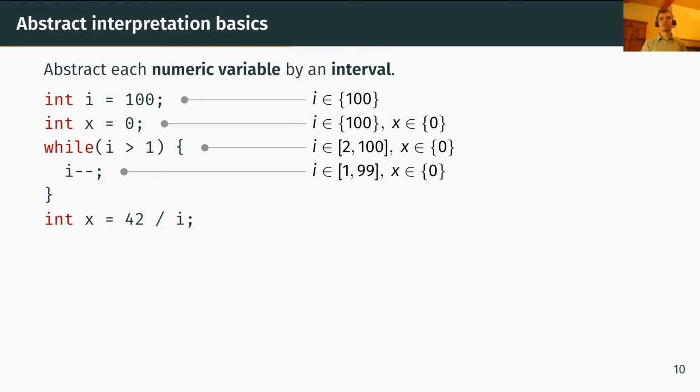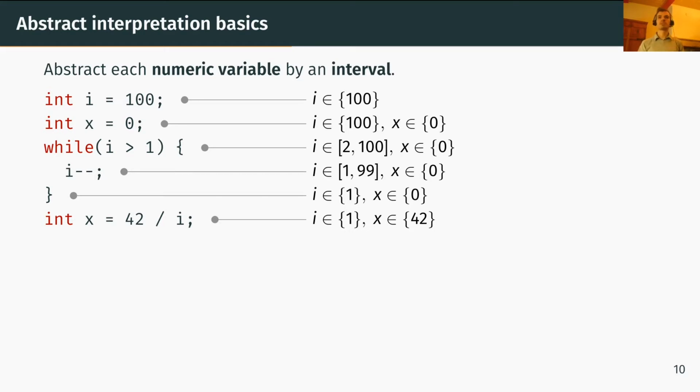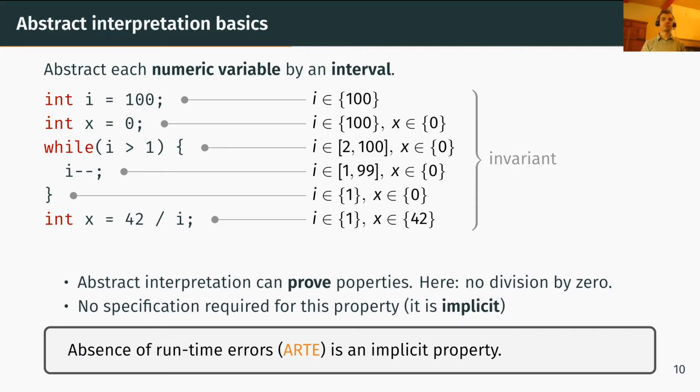And we deduce from that that after the loop, necessarily i is 1 and x is 0, and as a consequence, at the end of the program, i is 1 and x is 42. And these sets of possible values for each variable at each point of the program is an invariant of our program. Abstract interpretation computes correct invariants, and that's why it can prove properties.